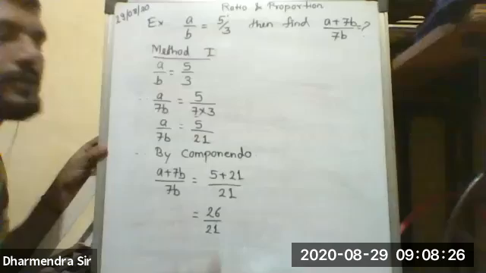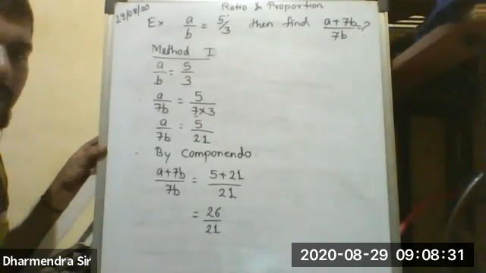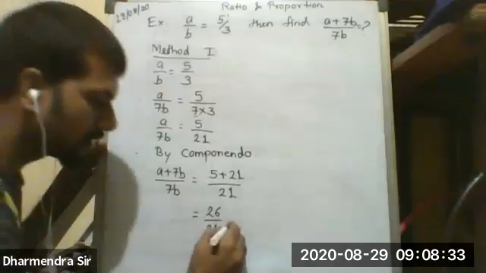As you can see, there is no common multiple. It cannot be cancelled further. So this is my final answer.